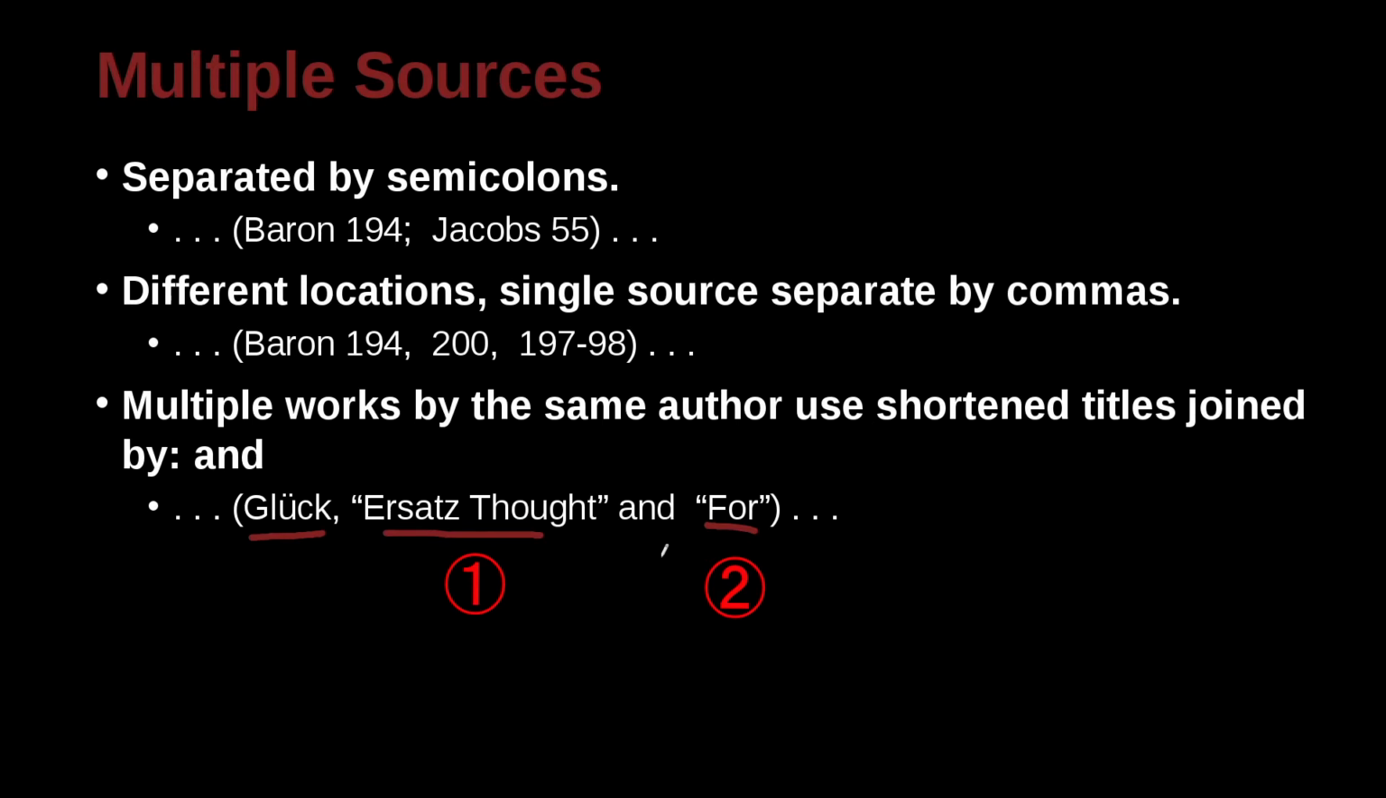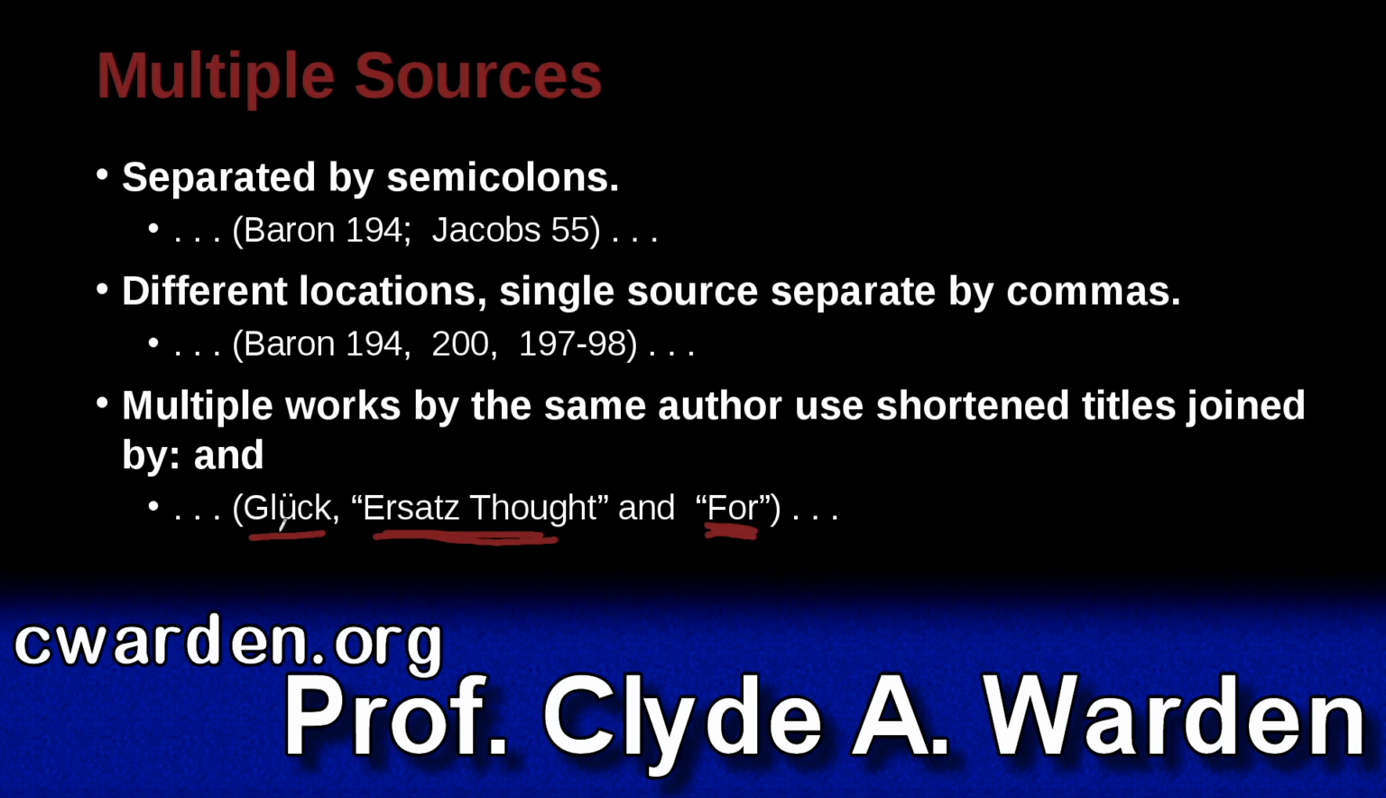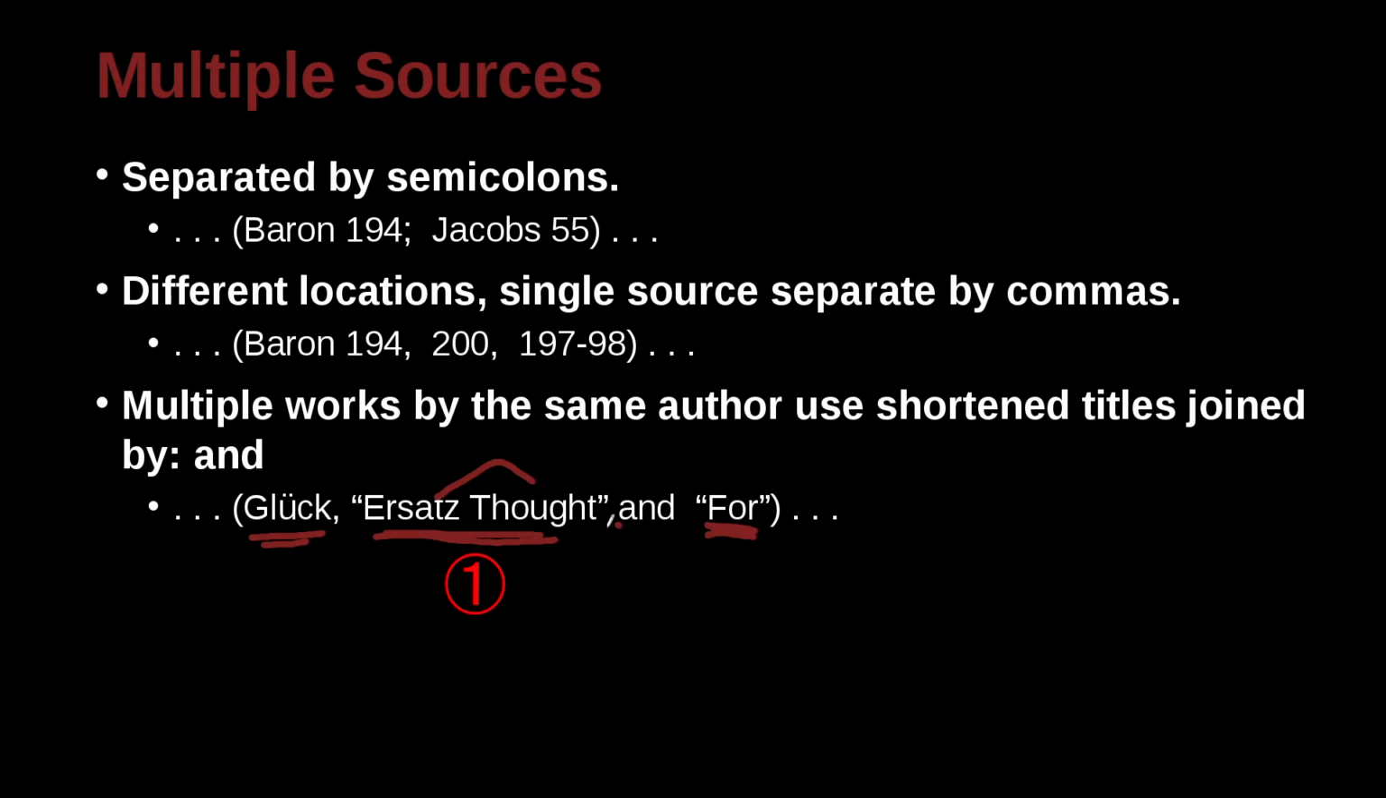In APA, we would use the year, the date, but in MLA, we don't use the date. We use the name of the paper. Now, this is not the whole name of the paper, but what we do is we just use the first or second word to help us see that it's different. So Gluck has one paper called Ersatz Thought, something, something, something. He wrote something more here. And another paper called For something, something, something, something. We don't know what. We need to look at the reference list.